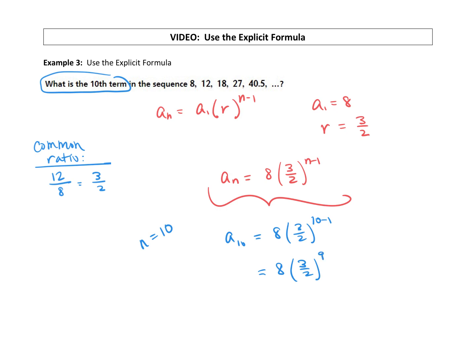And then from here, this is where I grab my calculator. And as long as I am using these parentheses, I can just type this in. 8 parentheses. 3 halves, you could just type in as 3 divided by 2 using your division button. Close your parentheses and then raise it to the 9th power. When we do that, we get 307. I'm just going to round to the nearest hundredth, 2 decimal places.